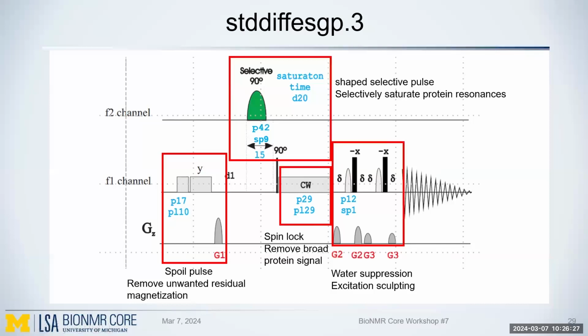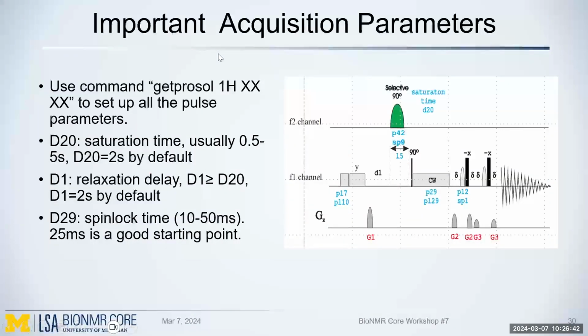All right, and to run those STD-NMR experiments, you need to define the pulse length, pulse width, and power level for each of those pulses. And fortunately, you don't have to do it by yourself. Instead, you can just use a command called getProsol. This getProsol command can be used to read all those pulse parameters from a Prosol table. So once you type that command, you can load all the pulse parameters, and then there are other parameters that you may need to adjust based on your sample conditions. So we'll go through those other important parameters.